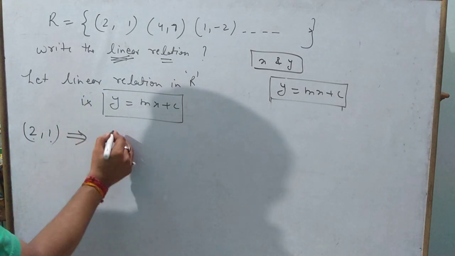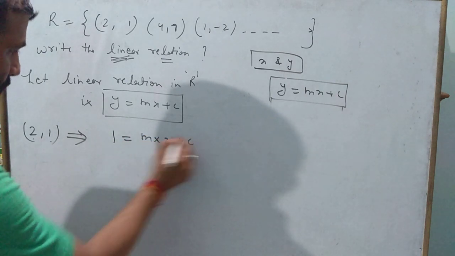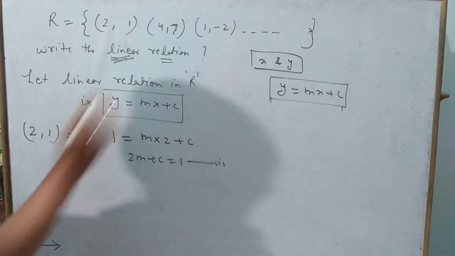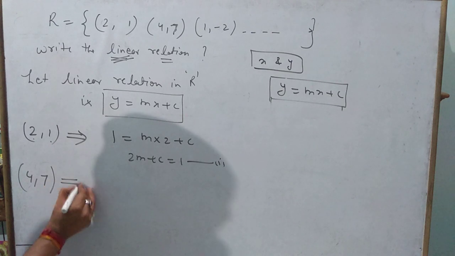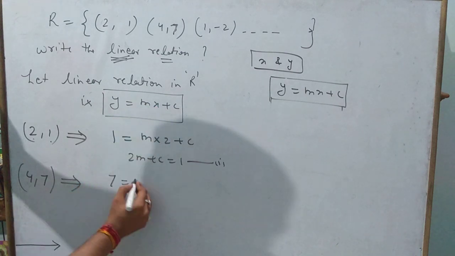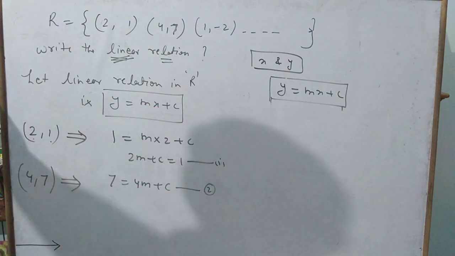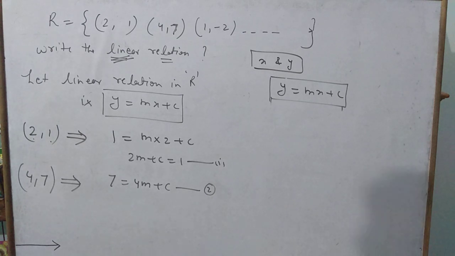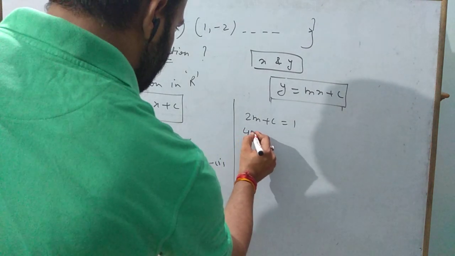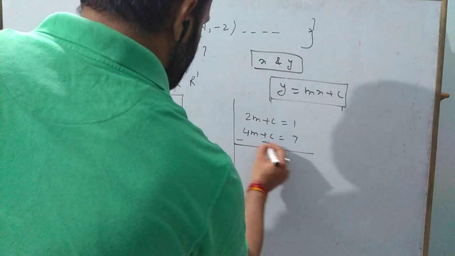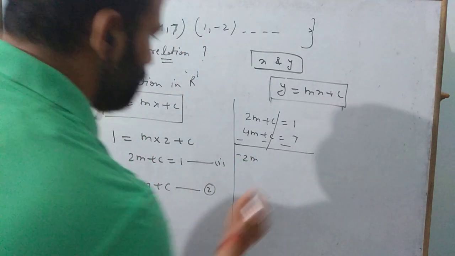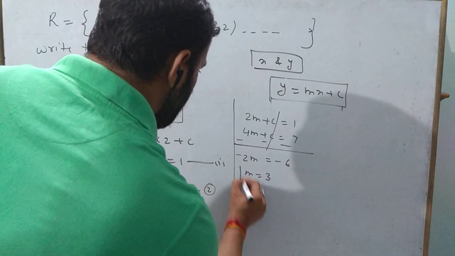In place of y we put 1, and in place of x we put 2, so 2m + c = 1. This is equation number 1. Again, the ordered pair (4, 7) must satisfy the relation, so in place of y writing 7 and in place of x writing 4: 4m + c = 7. This is equation number 2. Now we solve these two equations simultaneously. 2m + c = 1 and 4m + c = 7. When we subtract, c is cancelled, and we get -2m = -6.